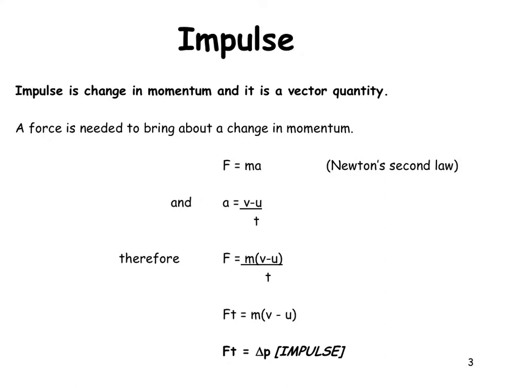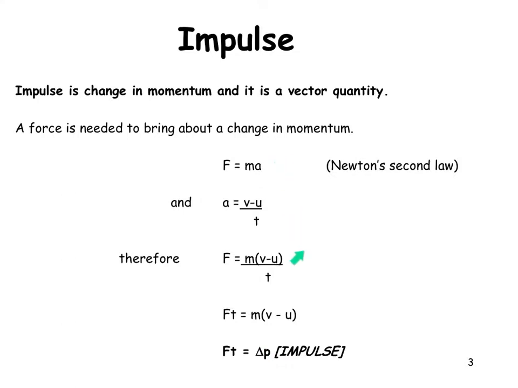What's important about this is that it starts to link into Newton's second law, in that we can now start taking a look at a quantity known as impulse. And impulse is the change in momentum, but change in momentum is also equal to force times time. In other words, there are two ways of working out the change in momentum.